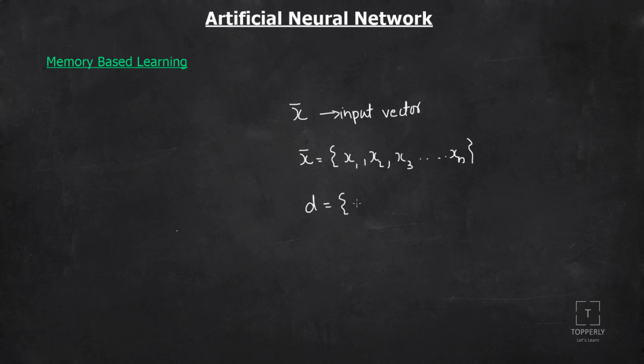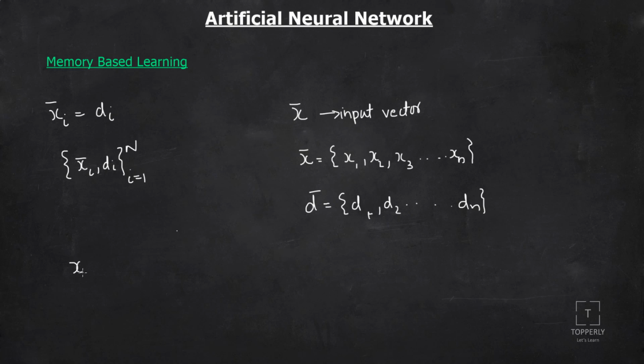Now this d can also be a vector like d1, d2, d3, etc. to dn. But for the sake of simplicity, let's take that d is a scalar quantity. So for the corresponding x bar i, we get the output as di. And by output I mean desired output. Now we feed the system with a lot of such input output pairs. And by lot I mean large chunks of data.